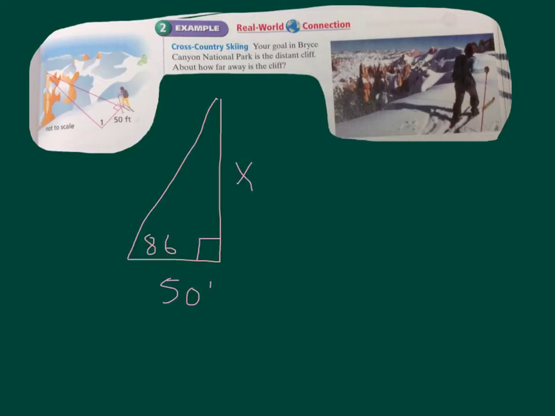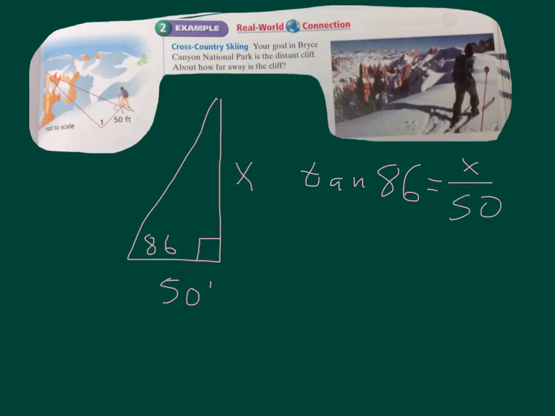Alright, here I have redrawn the triangle. Again, we got a right angle and we got an 86-degree angle. We're trying to get x, the distance to the faraway cliff. Well, we know that tangent of 86 degrees is going to equal opposite over adjacent. Opposite is x, your adjacent is 50.